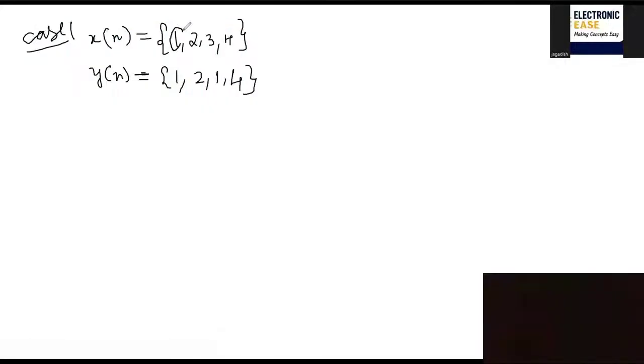So the starting value of n is 0. And towards the right, everything will go with +1, +2, +3. Positive values, right? Okay, understood, Tarun? Yes, sir.